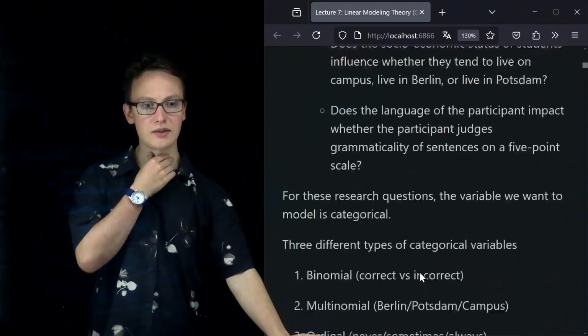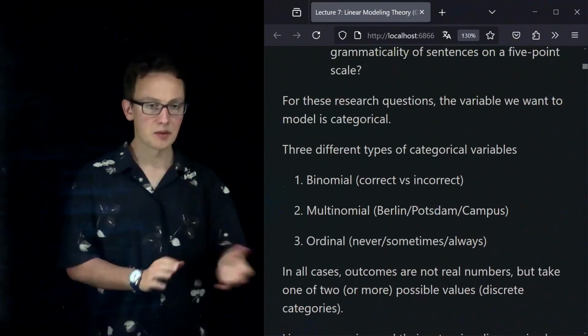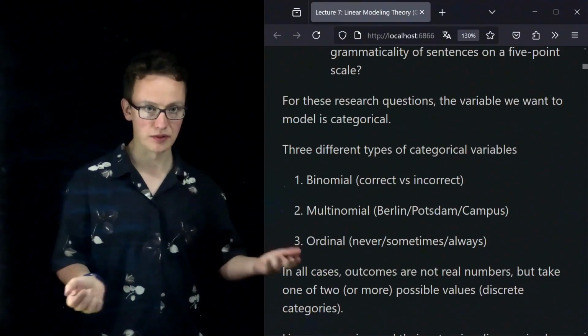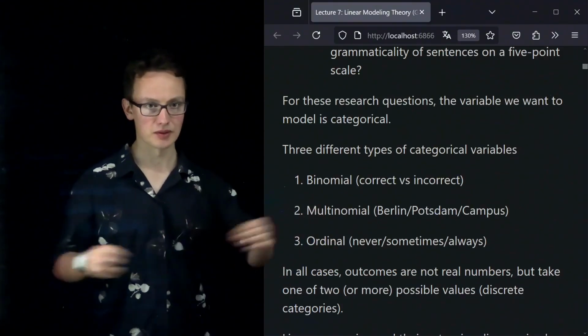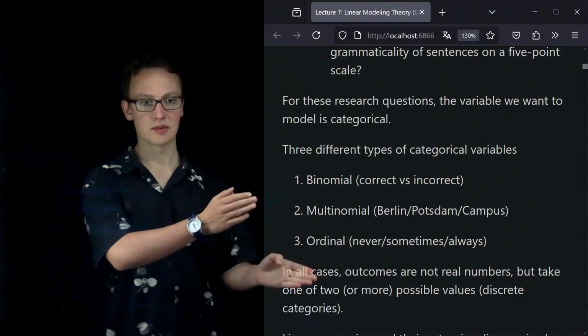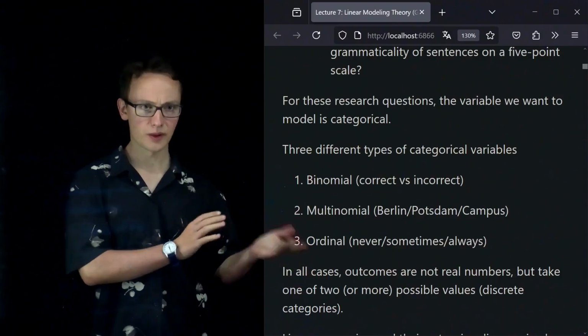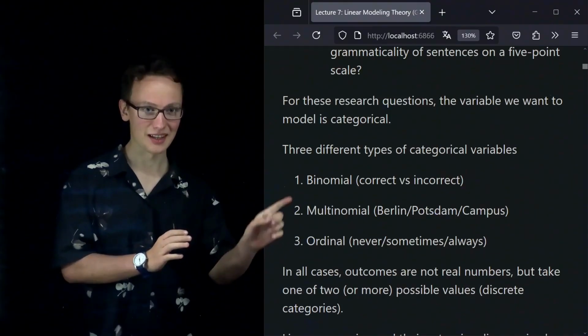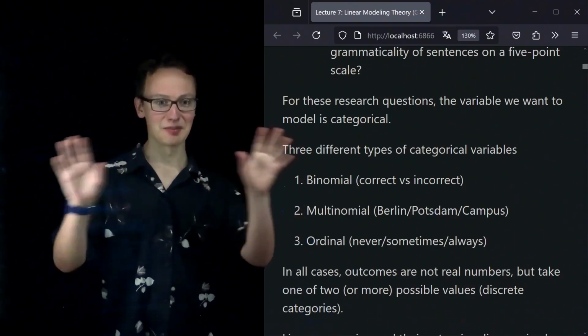Okay, so as we saw in these examples, we wouldn't be able to use the linear regression models we've seen so far because all of them would assume that we have a continuous variable whose residuals are normally distributed. But here, as we can clearly see, we have categorical variables, which we could even subcategorize in 3 different kinds.